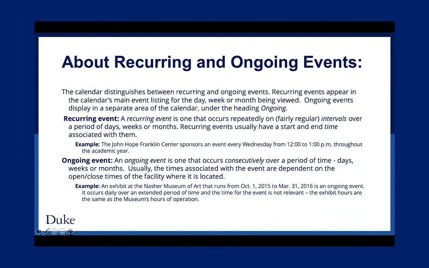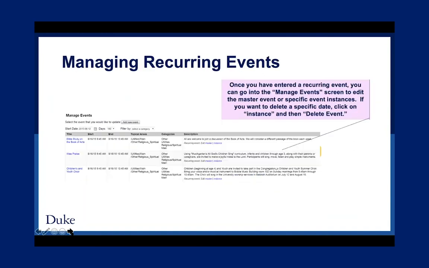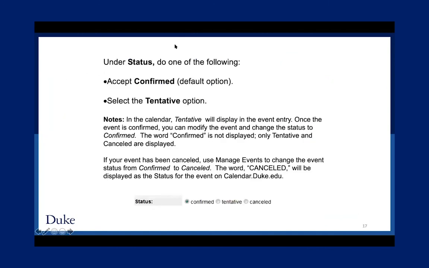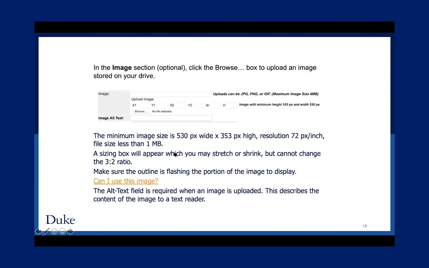Recurring versus ongoing. This is for when you forget, when you start to do it yourself. And about how to delete them. We talked about confirmed and tentative, and description of the event, the optional cost box, the optional information. We talked about the size. Can I use this image?